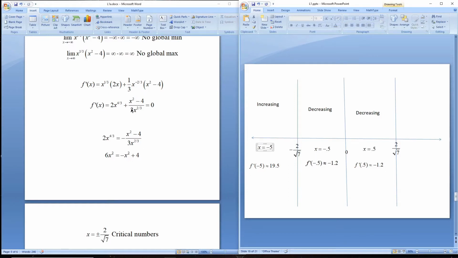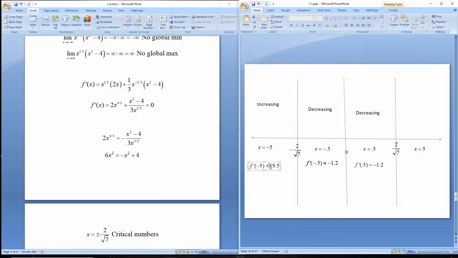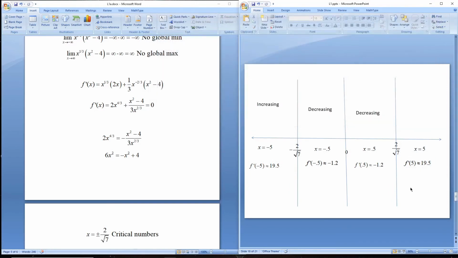And because of the symmetry we have here, let's choose a positive 5 all the way in this final region, because if we choose a positive 5, we will get this same answer again. And if you're not convinced of that, you can plug it into your calculator. This is a positive derivative, which means the region here must be increasing.